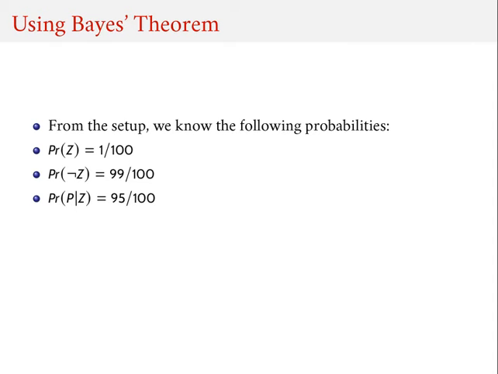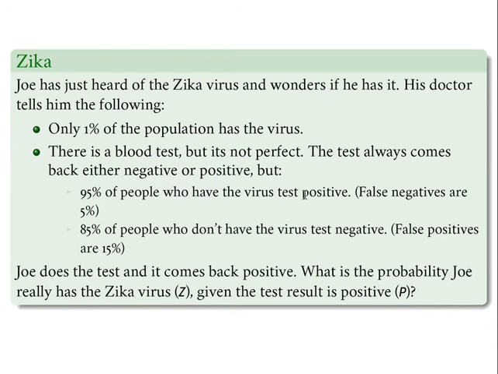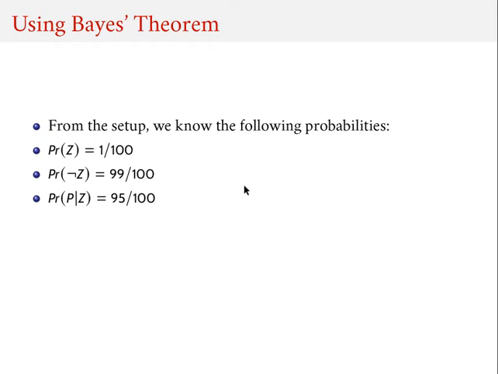Now, from the information about the test, we know that the probability that he'll get a positive result, given that he has the virus, is 95%. That is to say that the true positives are 95% likely. So the conditional probability of him getting a positive on the test, given that he has it, is 95%.